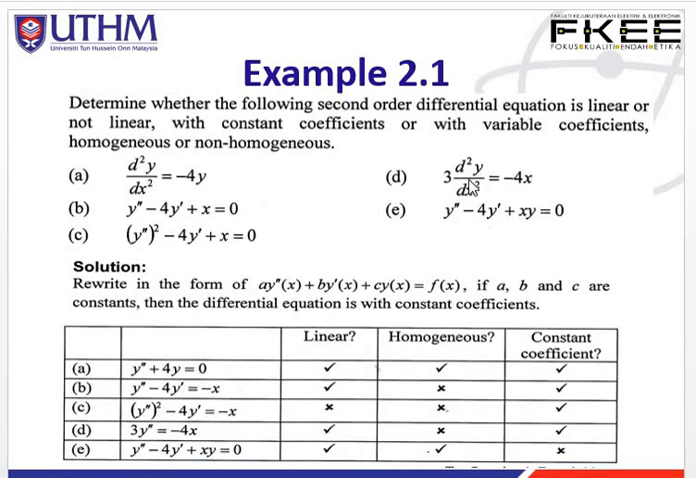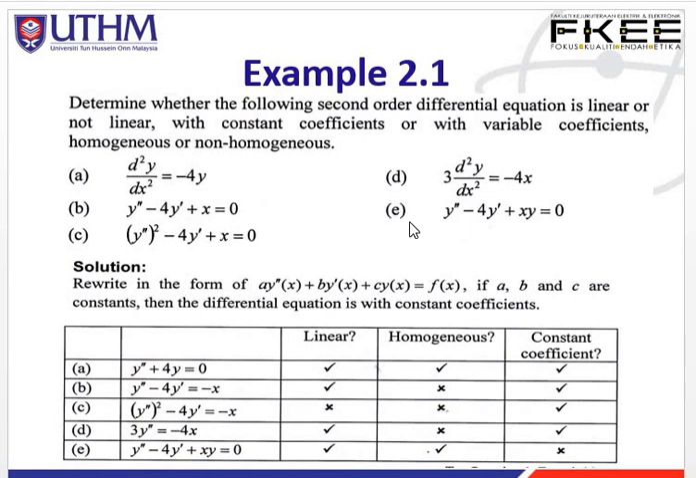Okay, we go to the next question. 3y double prime equal to negative 4x. We check, is this the correct form? If yes, we can check whether it's linear or not. 3y double prime, so it's linear. It's not equal to 0, so it's not homogeneous. And the coefficient is 3, so it's a constant coefficient.